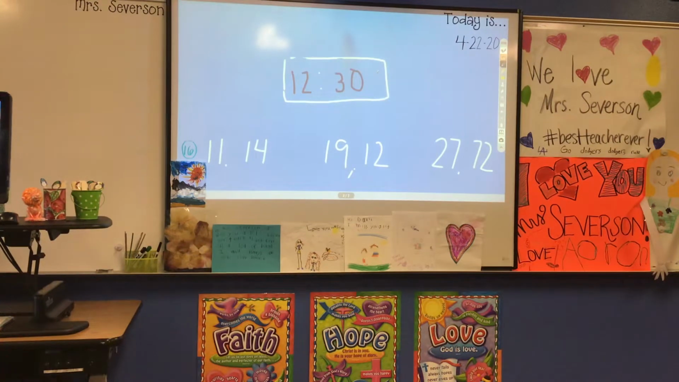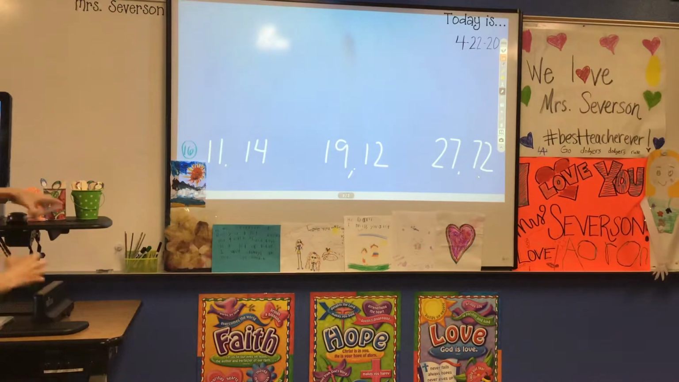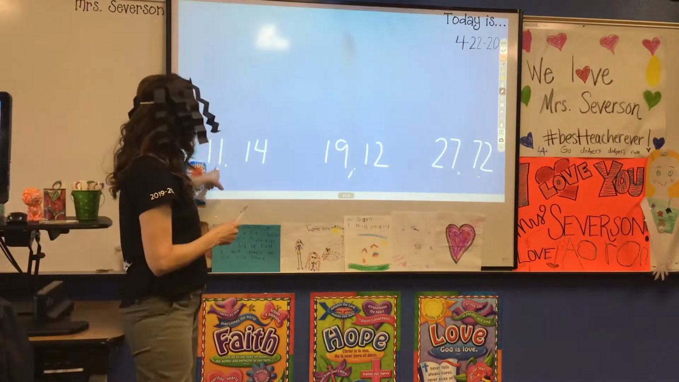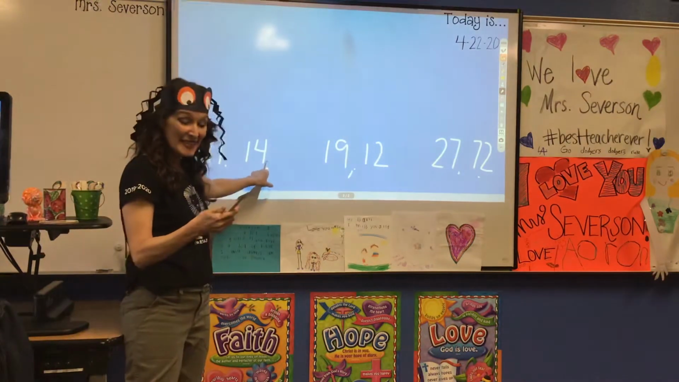All right, so now we have some numbers at the bottom of this. Let me go ahead and erase our clock so it's not a distraction. This time we have 2 sets of numbers at the bottom. We want to find out which one is more. Which one is more? So we have 11 and 14.